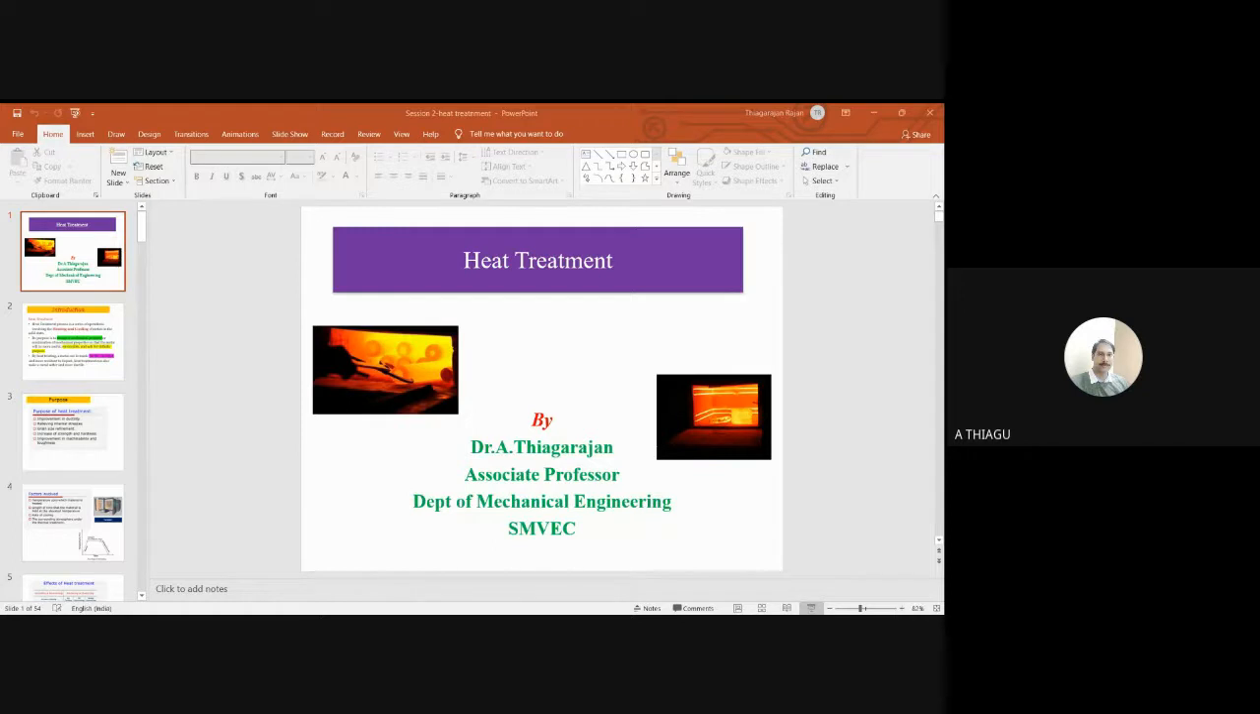The last one will be spheroidizing annealing. Spheroidizing annealing means spherical shapes will appear, as we have seen in nodular cast iron. In a similar fashion, the microstructure modification will happen and the spherical shape of structure will appear. As a result, the softness and ductility will be increased. You can look at the spheroidization application.